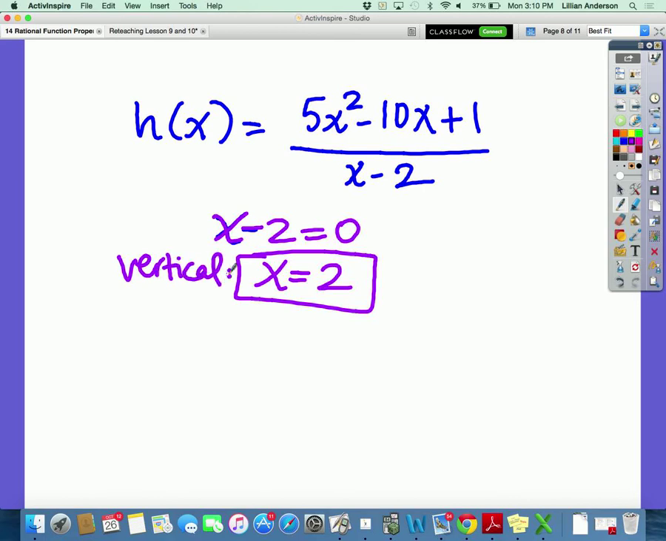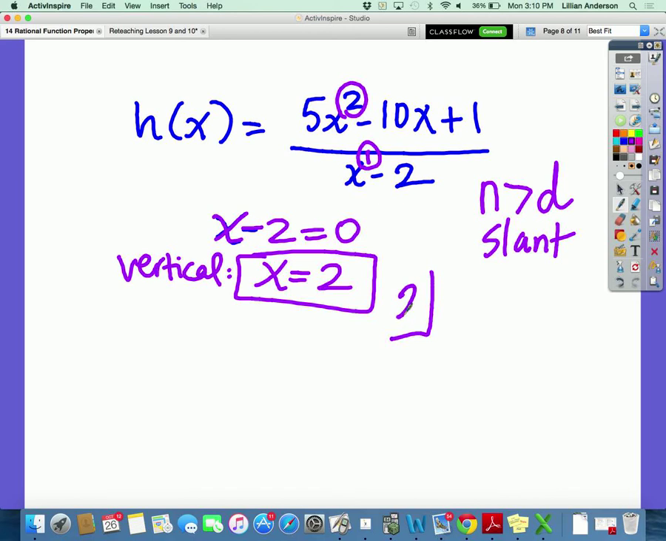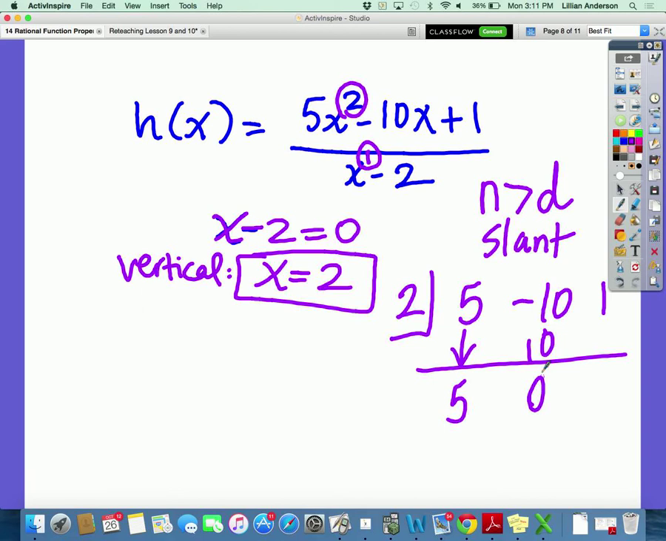Now for your horizontal asymptote, we have to look at the degree. The degree of the numerator is 2 and the degree of the denominator is 1, so the numerator is greater. So is there a horizontal asymptote? No. There's a slant asymptote. So you use synthetic division. What goes in the backwards L? 2. And what goes here? 5. Negative 10. 1. 2 times 5 is 10.